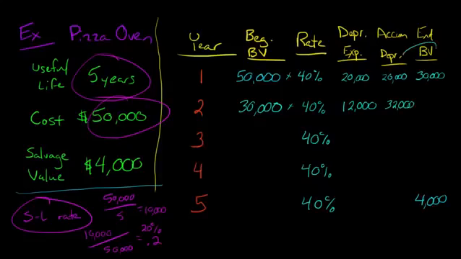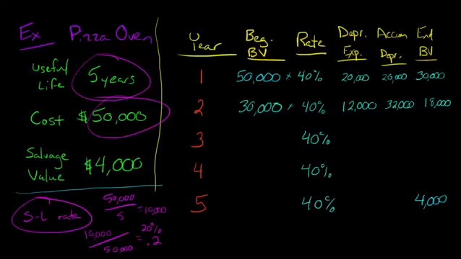Now our ending book value, we say, well, what's our book value? Well, remember, the asset was basically a $50,000 asset, and now we have accumulated depreciation of 32,000. So we just net those together, and that's going to give us 18,000. So that's just the 50,000 value of the asset minus 32,000 accumulated depreciation. That gives us that 18,000.